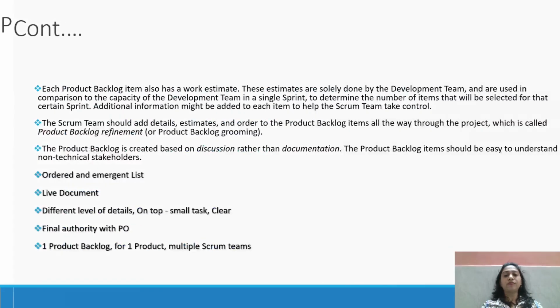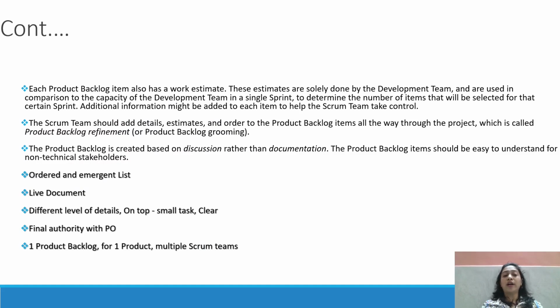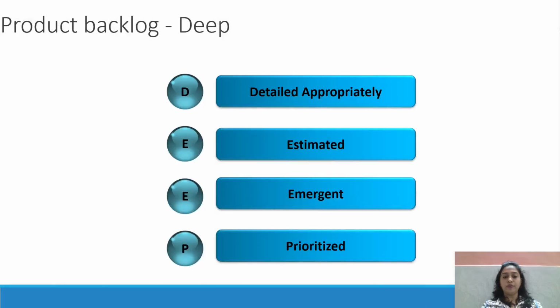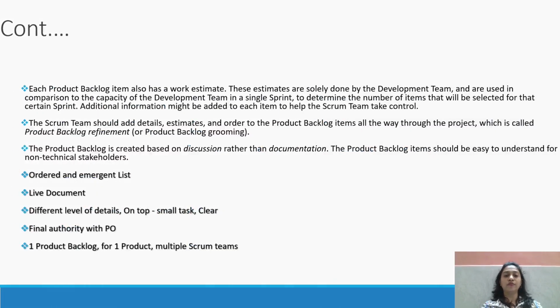Each product backlog item also has a work estimation, which is the E in DEEP, estimated. These estimates are solely done by the development team and are compared to the capacity of the development team in a single sprint to determine the number of items that will be selected for that sprint. It depends on the capacity of the development team. We always do capacity planning for the sprints.